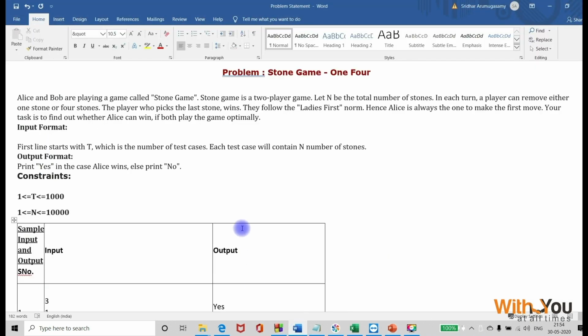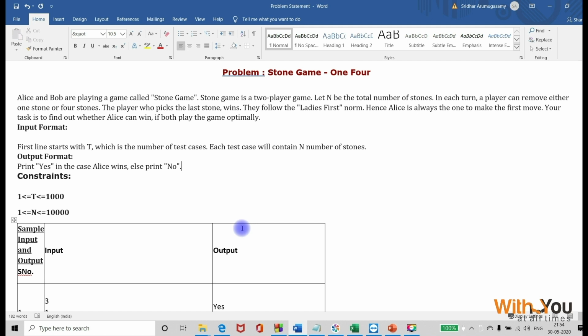So the problem: Alice and Bob are playing a game called Stone Game. Stone Game is a two-player game. Let n be the total number of stones. In each turn, a player can remove either one stone or four stones. That's why the game is called 1-4. The player who picks the last stone wins. Remember, the player who picks the last stone or last set of stones.